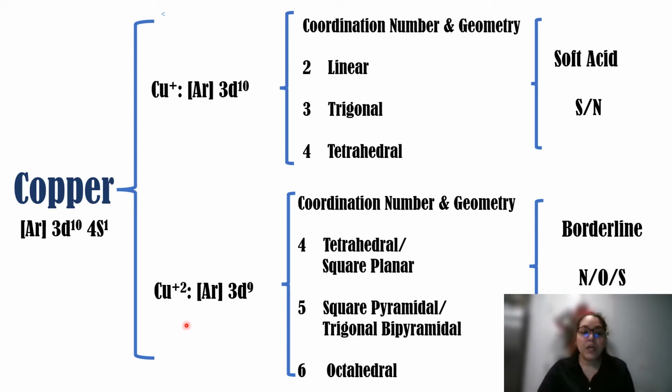On the other hand, copper plus 2 also has a lot of coordination numbers, with 4, 5, and 6 being the more popular, with a tetrahedral or square planar geometry, a square pyramidal or trigonal bipyramidal, and octahedral, behaving as a borderline acid and coordinating with nitrogen, oxygen, and sulfur atoms.